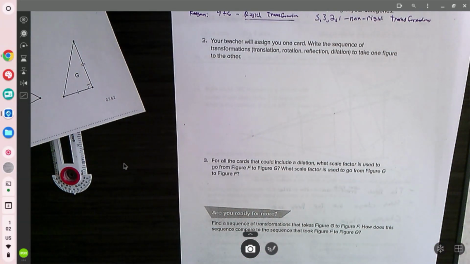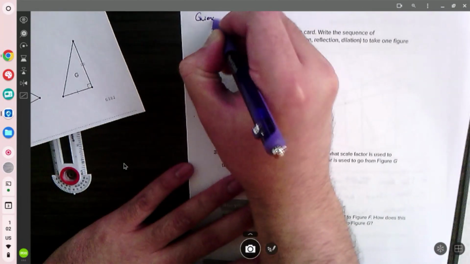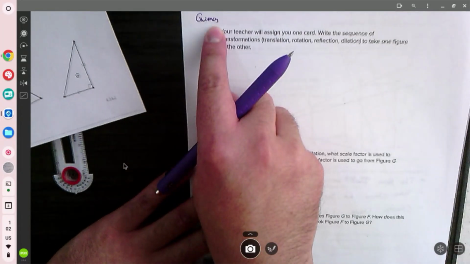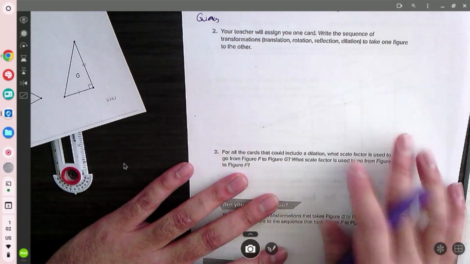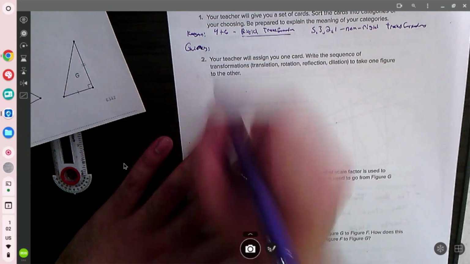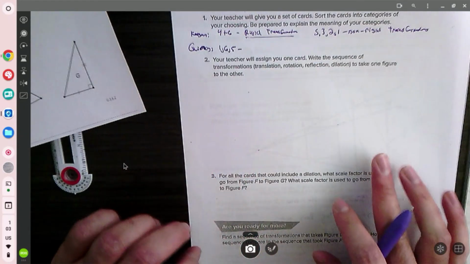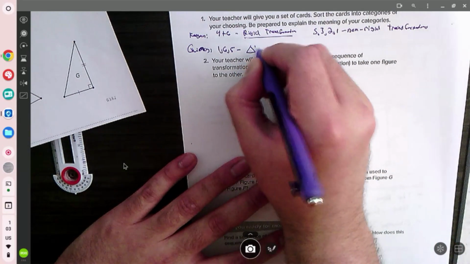Can I get another person to share how they grouped it? Quincy: I did 1, 6, and 5. Did I spell your name right, Quincy? Okay, sorry about that. One more time: 1, 6, and 5. And what was your reason for that? Nice. We have triangles. Nice.